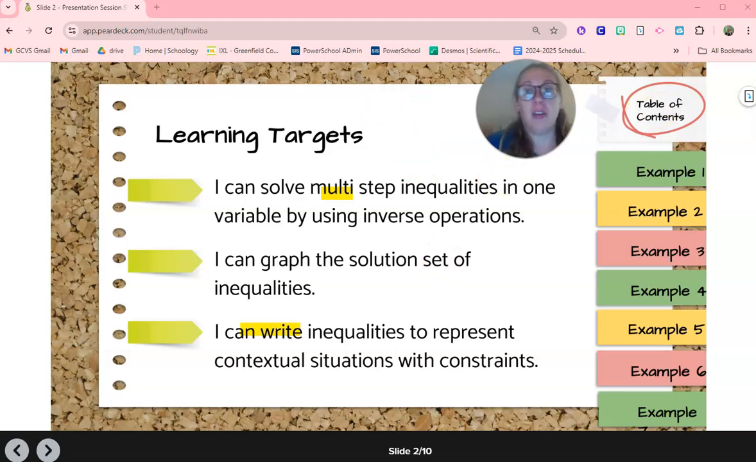I also want to make sure that you are feeling confident in graphing the solution set of inequalities on that number line, and that you can also write inequalities to represent contextual situations with constraints. So these are our 3 learning targets. We're going to go through these 7 examples together. So let's push ahead to slide 3.